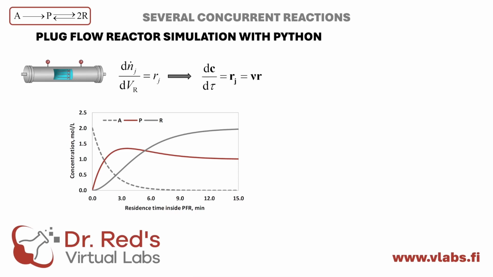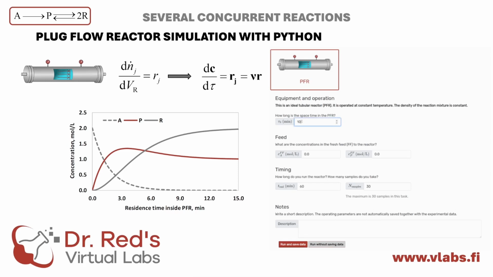Optimal spacetime naturally depends on the desired conversion of A and product purity, often influenced by downstream separation costs. Let's corroborate the computational results in the virtual lab. Set the spacetime at 15 minutes and feed concentration to 2 moles per liter. In an ideal plug-flow reactor, the runtime should exceed the spacetime just slightly, given the absence of axial mixing.